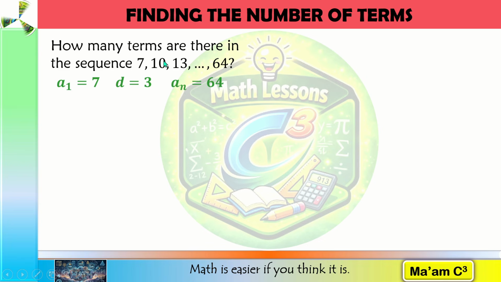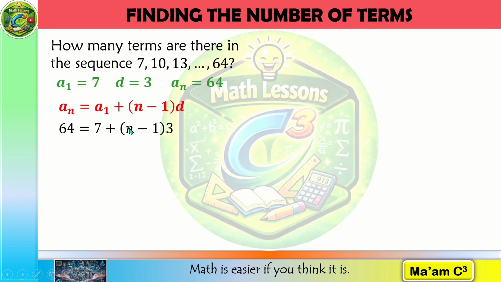Now, we are asked to determine how many terms are there from 7 to 64. Let's recall our formula. A sub n here is now given, which is 64. A sub 1 is 7. Our n is what we are looking for. And d is equal to 3. Let us substitute those values. We are going to distribute 3 here. This will be 3 times n, 3n. Then 3 times negative 1 is negative 3. 7 minus 3 is equal to positive 4.